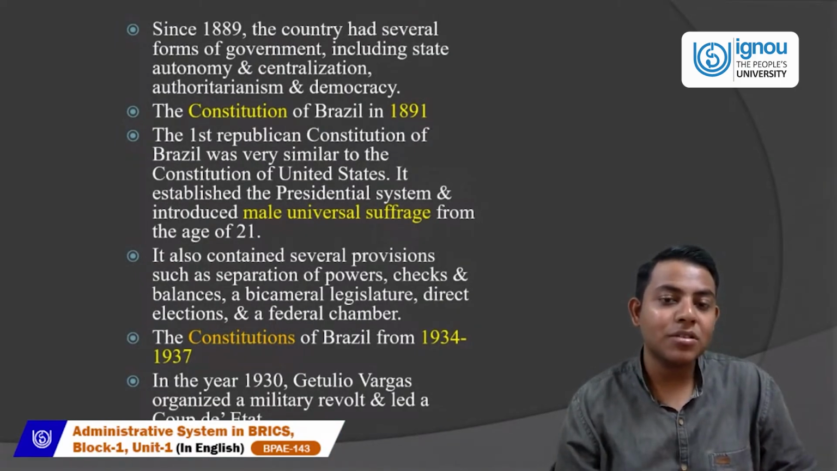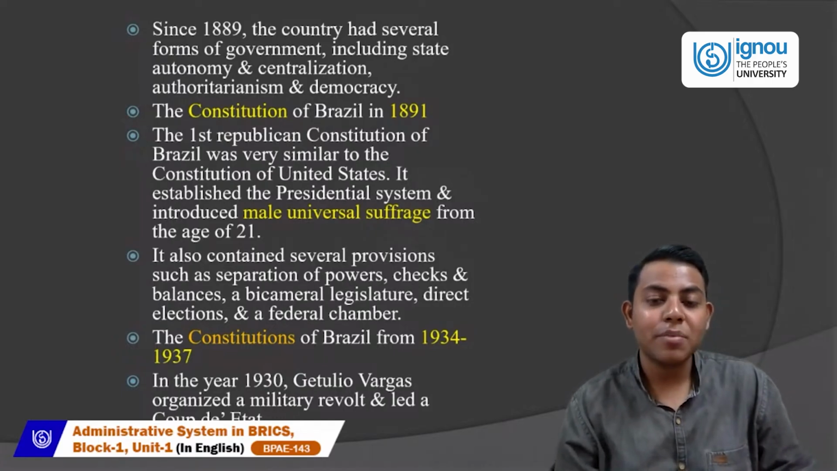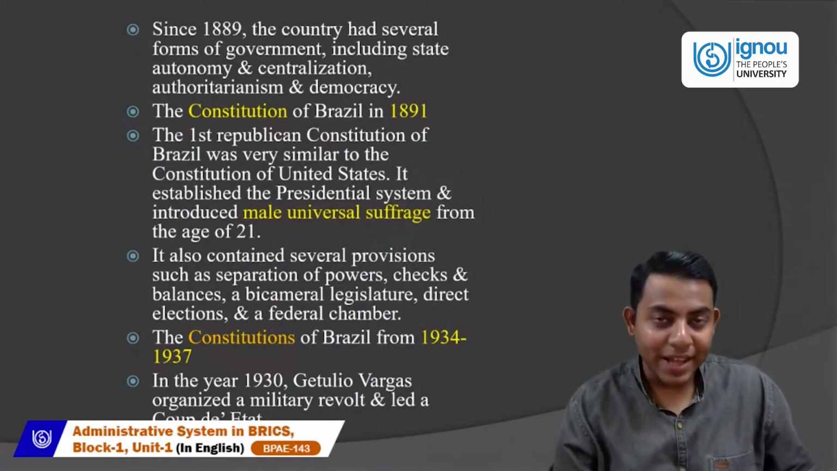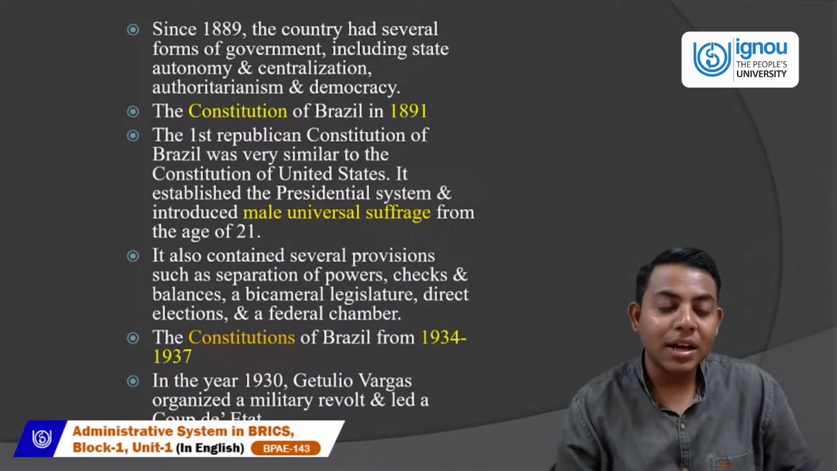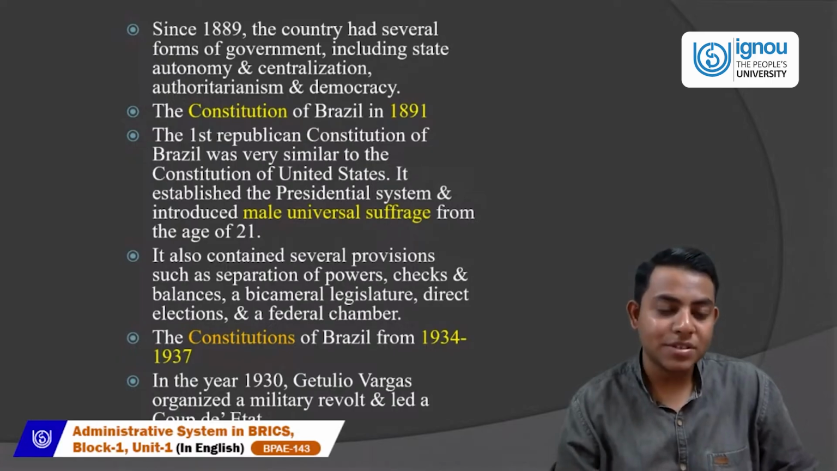So the first Republican Constitution of Brazil was very similar to the Constitution of the United States. This first Republican Constitution of 1891 established the presidential system and also introduced male universal suffrage from the age of 21. And this Constitution of 1891 also contained several provisions. What were those provisions? They were separation of powers, checks and balances, a bicameral legislature, like we have in our country, direct elections, and also a federal chamber as well.